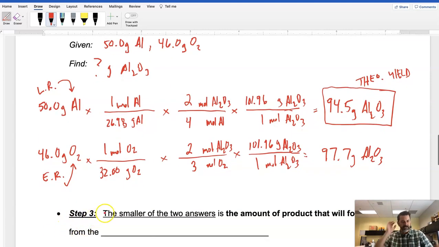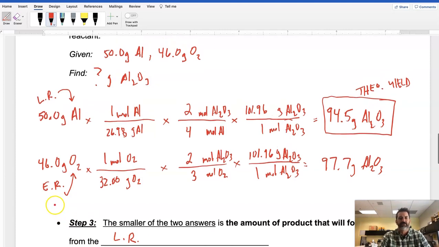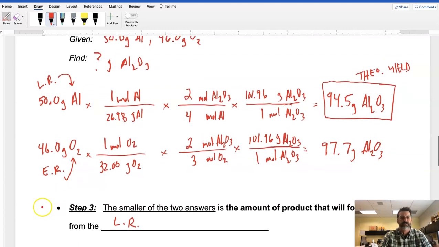Okay, so step 3 says the smaller of the 2 answers is the amount of product that will form and comes from the limiting reactant. I'm going to abbreviate that. So we just answered a lot of questions just by doing those 2 dimensional analysis problems.